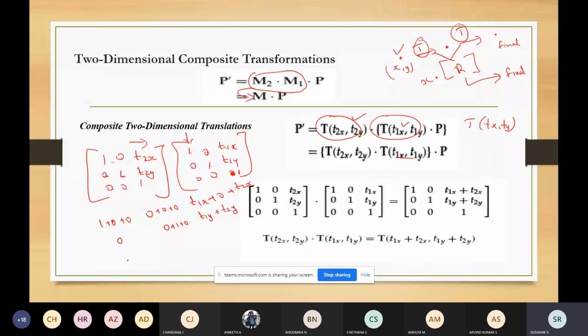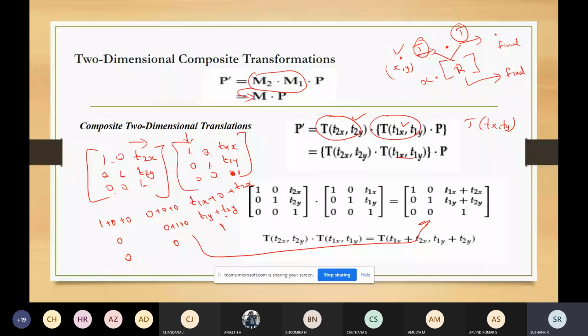Again, I'll get 0. 0 into 0, 0 into 1 also 0, 1 into 0 also 0. Again, 1 into 0, 0 into 0, 1 into 1. I'll get it as 1. So the final matrix, this is what I've got. This is the final matrix: 1 0 t1x plus t2x, 0 1 t1y plus t2y, 0 0 1.